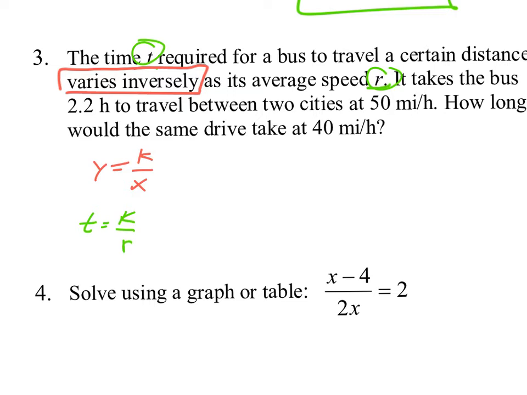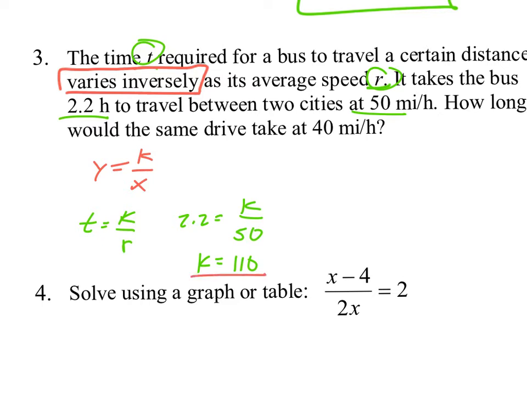Now if we take the numbers that they're giving us, it says it takes the bus 2.2 hours to travel between the two cities at 50 miles per hour. Well, we've got our time there. Our time is 2.2. So we'll say 2.2 hours equals k divided by r. Our rate would be 50 miles per hour. So if I want to find what k is, we multiply both sides by 50, and we end up with k equals 110.